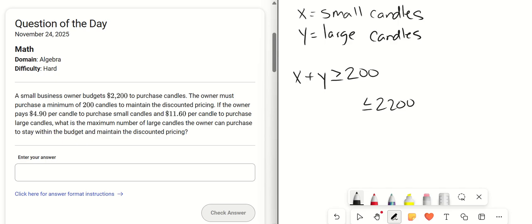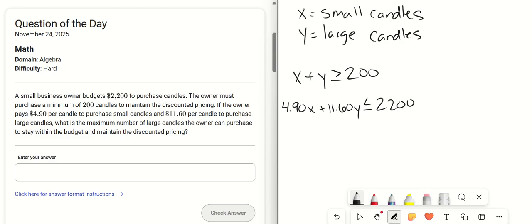We know we're going to have to use x and y in it. And the coefficient that you're going to put in front of each variable is the price per candle. So it's $4.90 for a small candle. So we can write that as 4.90x, that's the cost per small candle, plus the cost per large candle is 11.60y. And this is our system of inequalities.